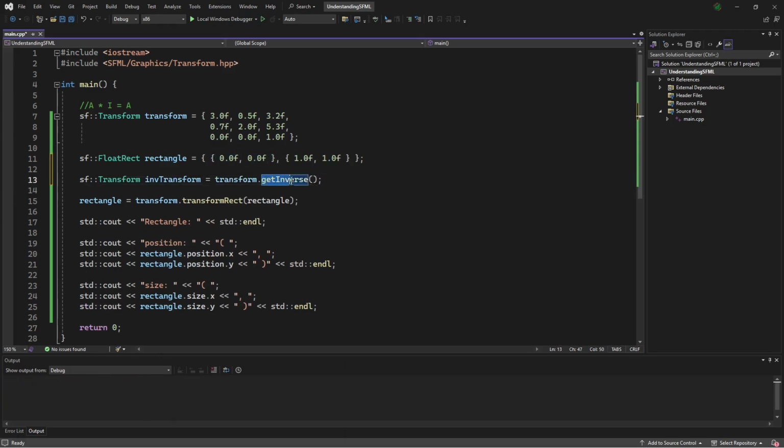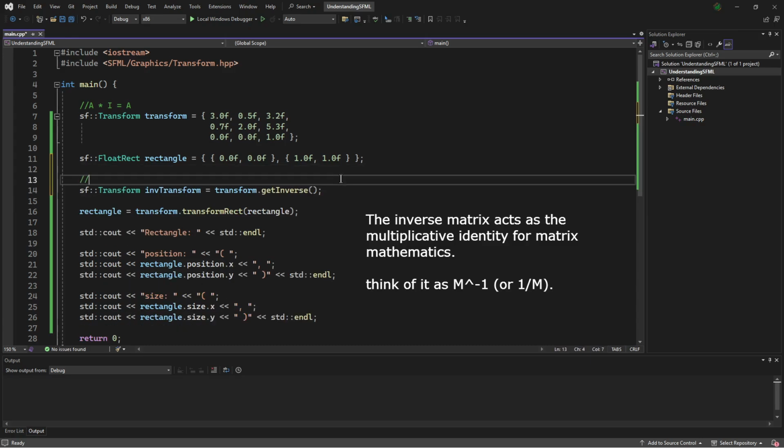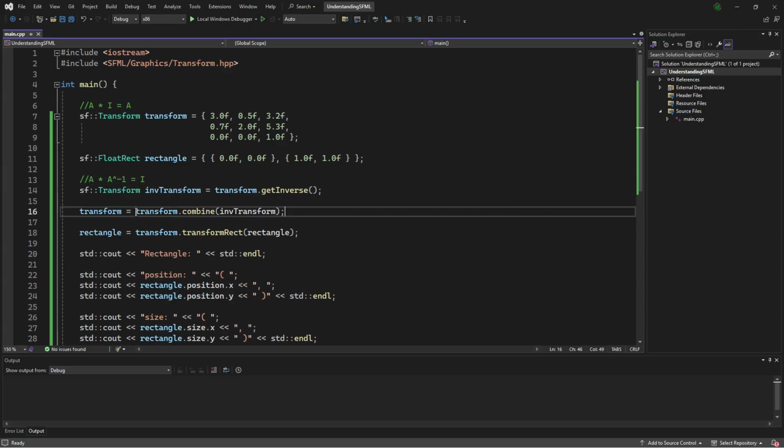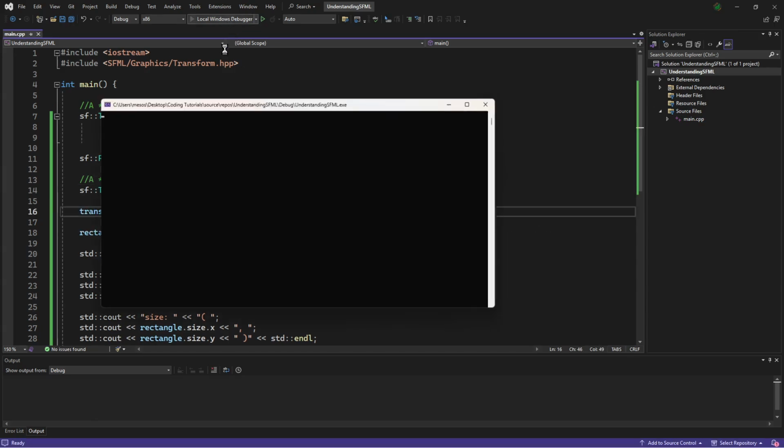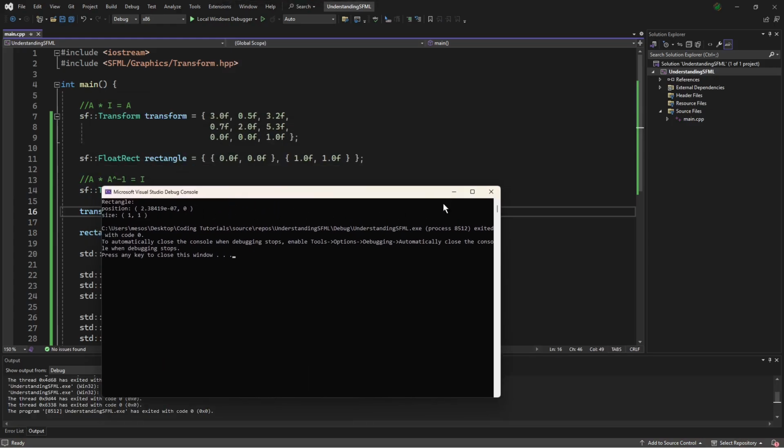The transform function getInverse will give us an inverse matrix. An inverse matrix is a matrix that when multiplied by its original matrix will give us back the identity matrix. So if we were to combine a transform with its inverse, we would get back to where we started, with a little bit of floating point error.